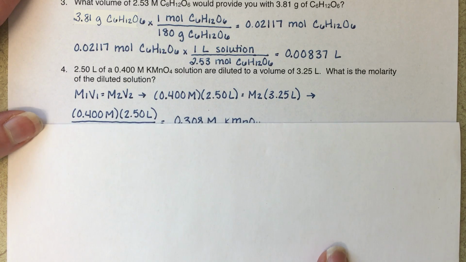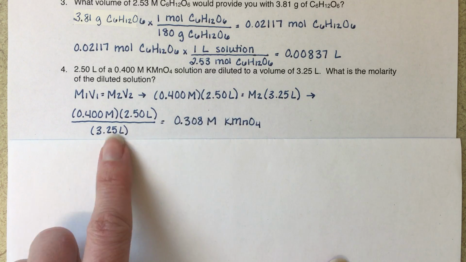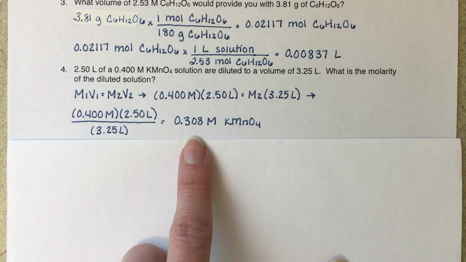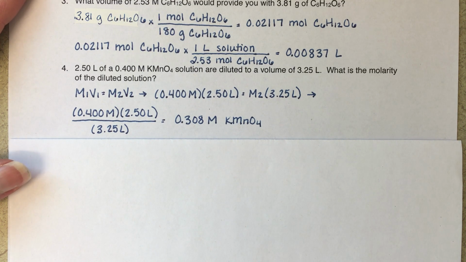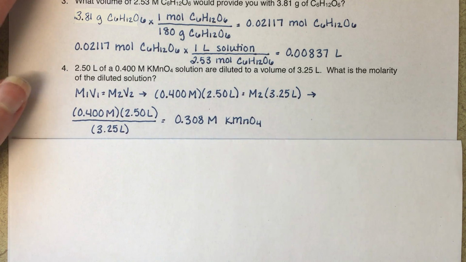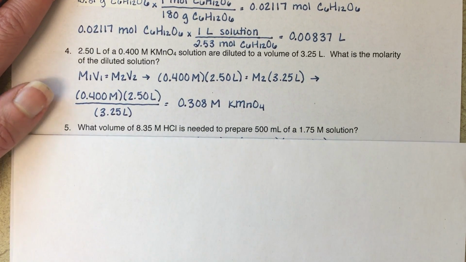So here we're just going to rearrange for M2, dividing the left side by 3.25, and solve, and we get 0.308 molar KMnO4.